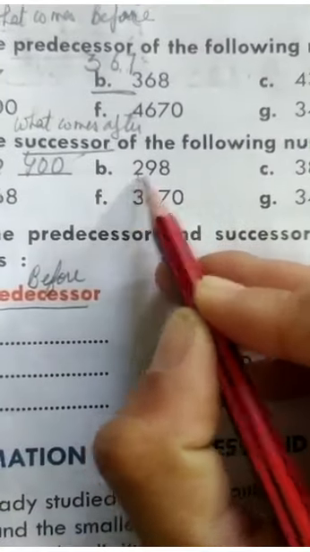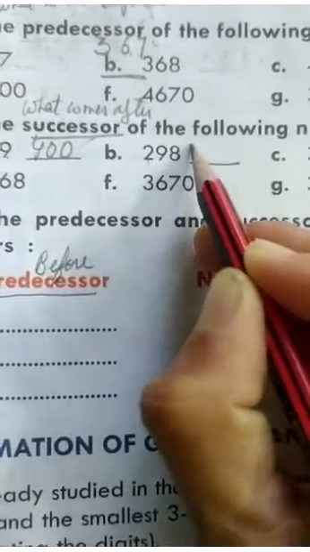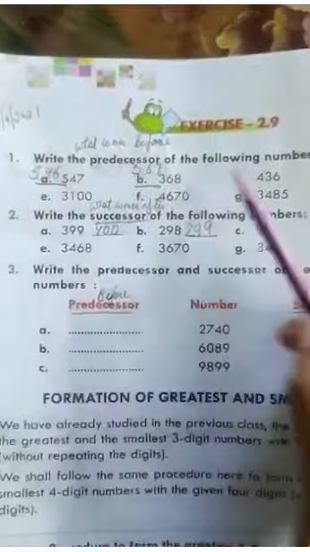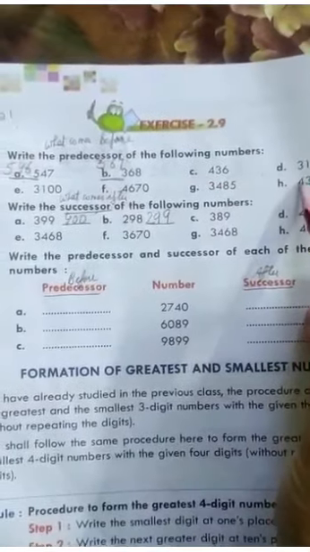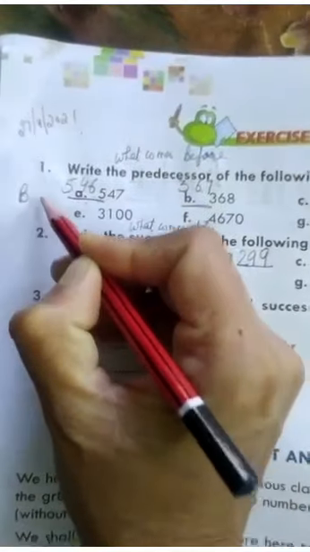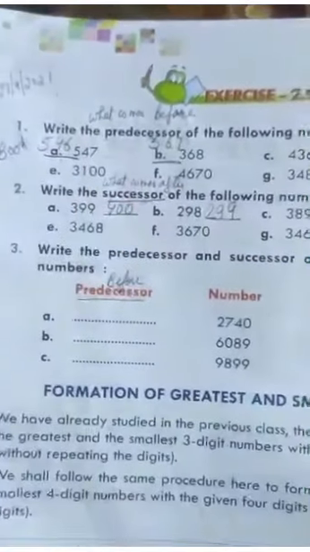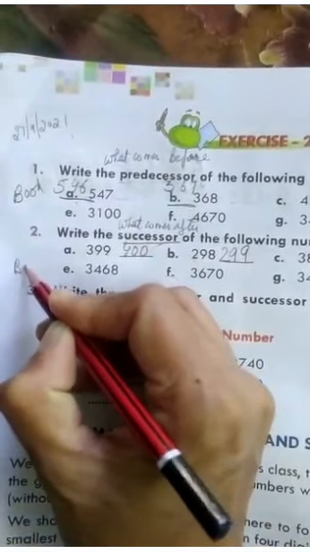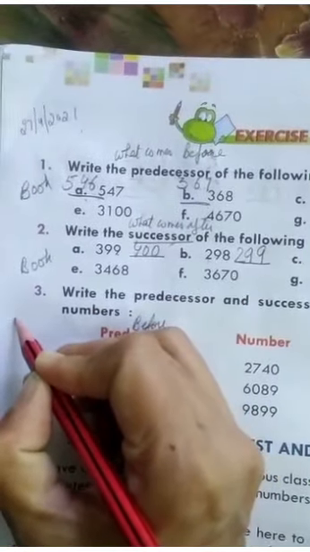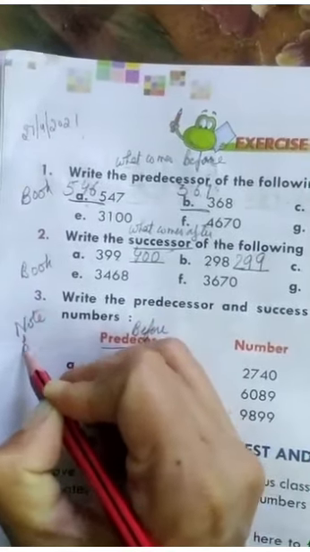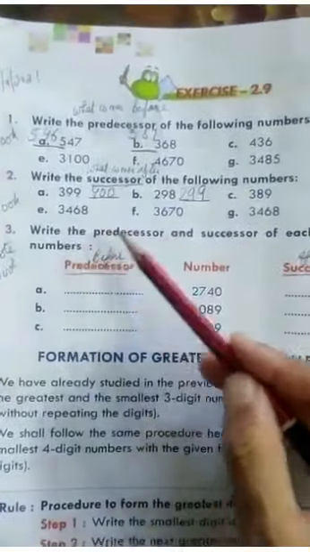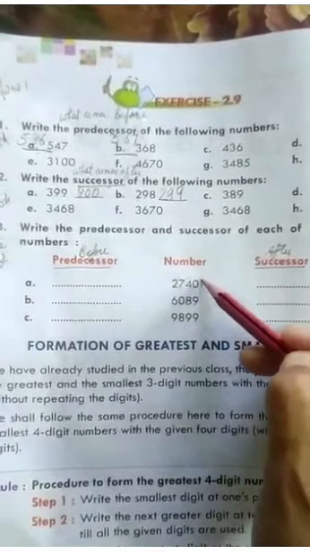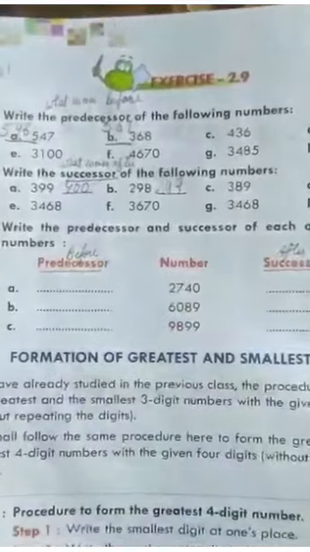So B part, 298. What will come after 298? 299. So in question number 1, C to H part you will do in the book only. And in question number 2 also, C to H part you will do yourself only in book. And question number 3 you will do in the notebook. So in this question, write the predecessor and successor of the number. A number is given to you, you have to write both. What comes before and what comes after.